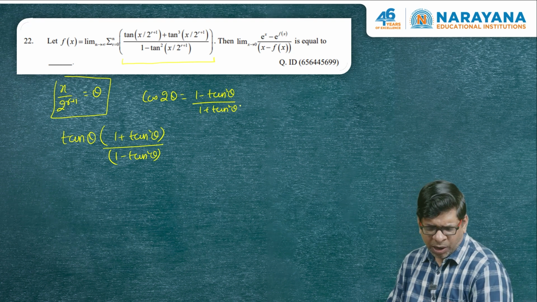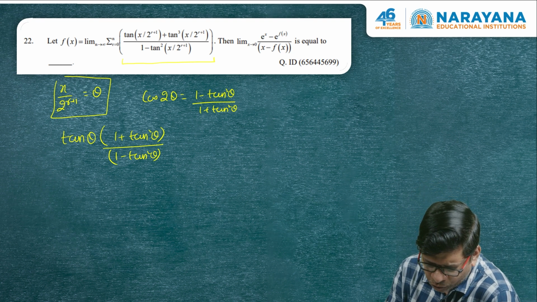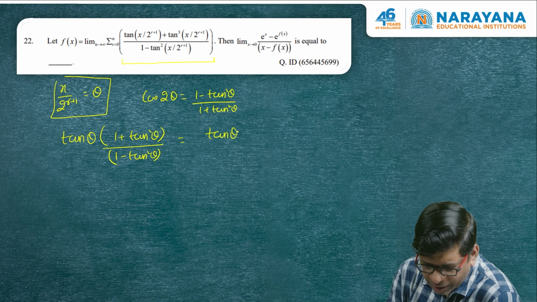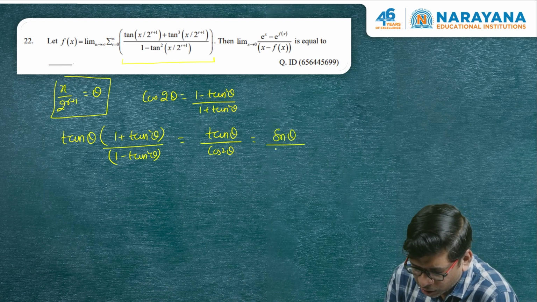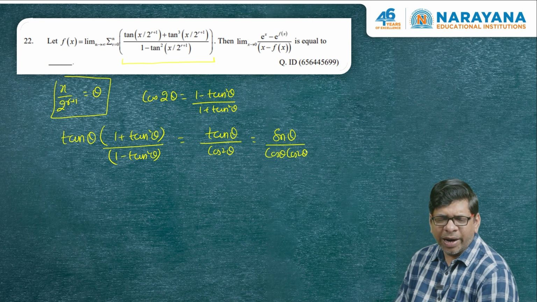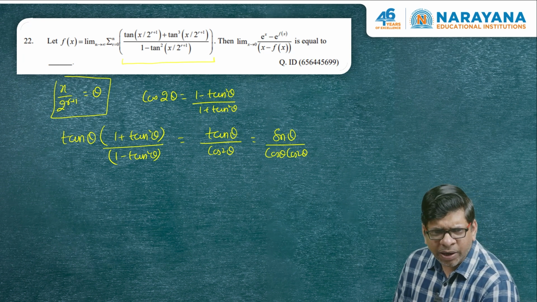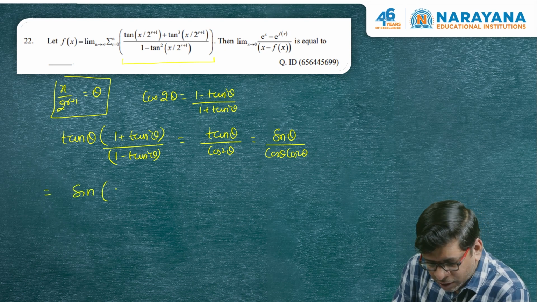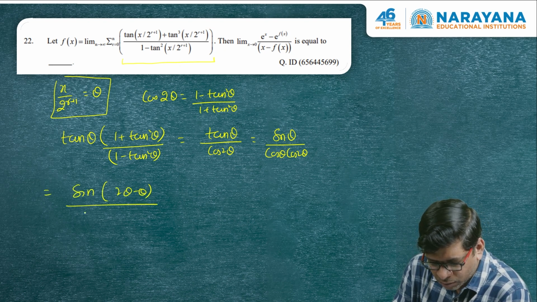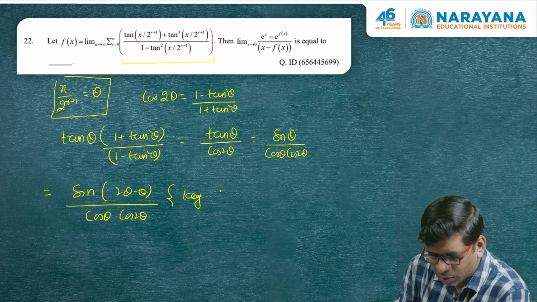So a bit of a tricky question. The first result that we have to use is this. So I can write 1 plus tan square by 1 minus tan square as 1 by cos 2 theta. Then tan theta can be written as sin theta by cos theta. Still we have to add. Adding this, it means we have to make a telescopic series here. So how can we make a telescopic? This theta can be written as 2 theta minus theta. This is the key step for this question.